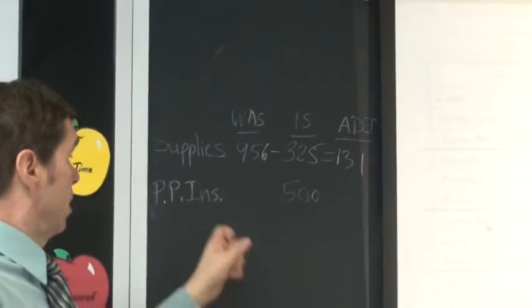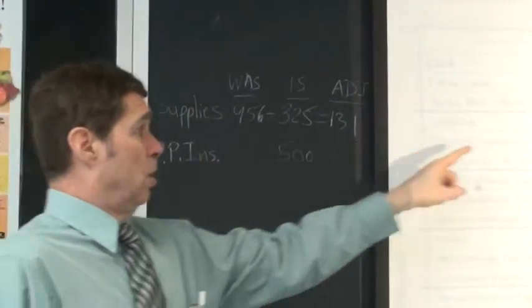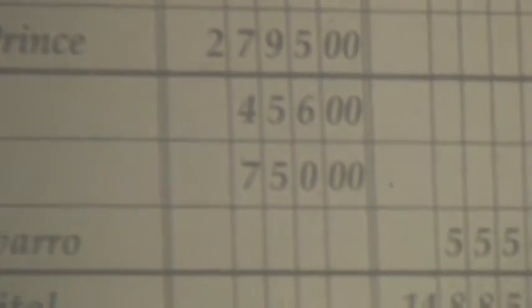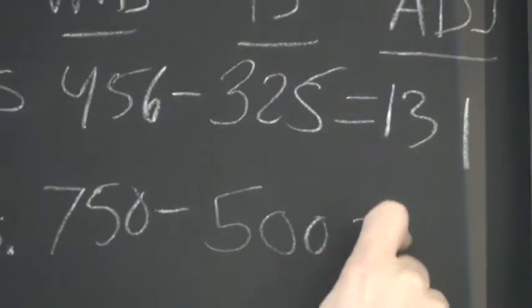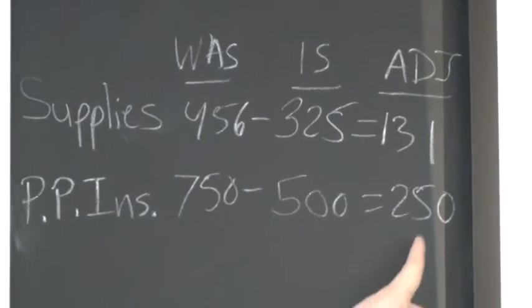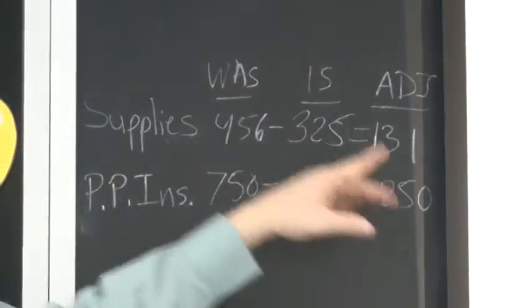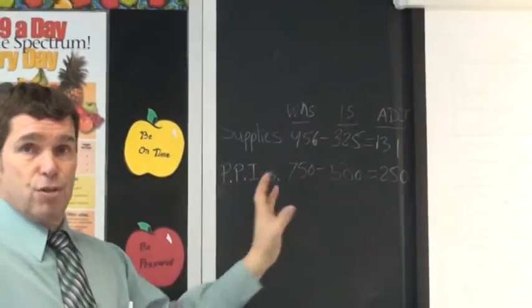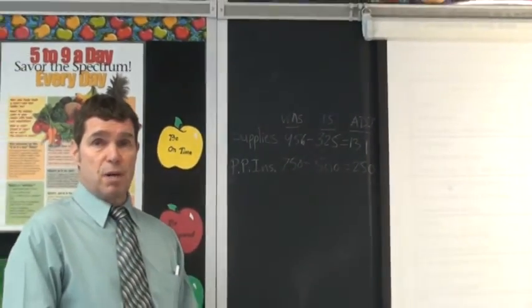By the same token, prepaid insurance was $750. It's now valued at $500, so it has gone down in value and needs to be adjusted by $250. This is the was-is chart used to help you prepare for the adjustment columns of the worksheet.